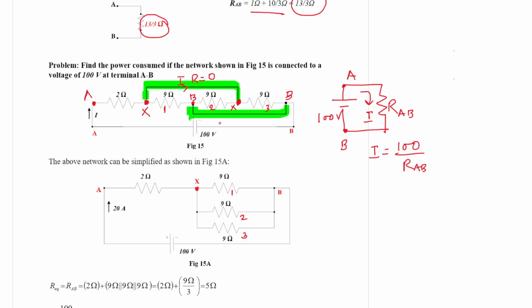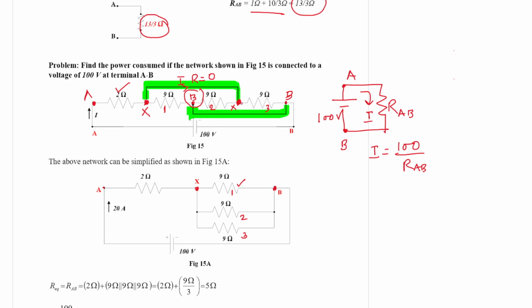I repeat once again, from A to X we have 2 ohm. Now from X to B, why is this B? Because this is short circuited with this node through this path. So this is B. So between X and B we have 9 ohm resistance marked with 1.